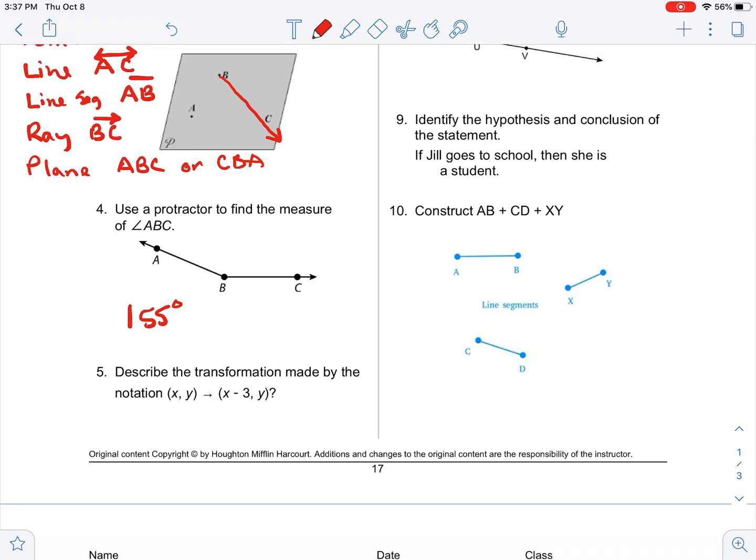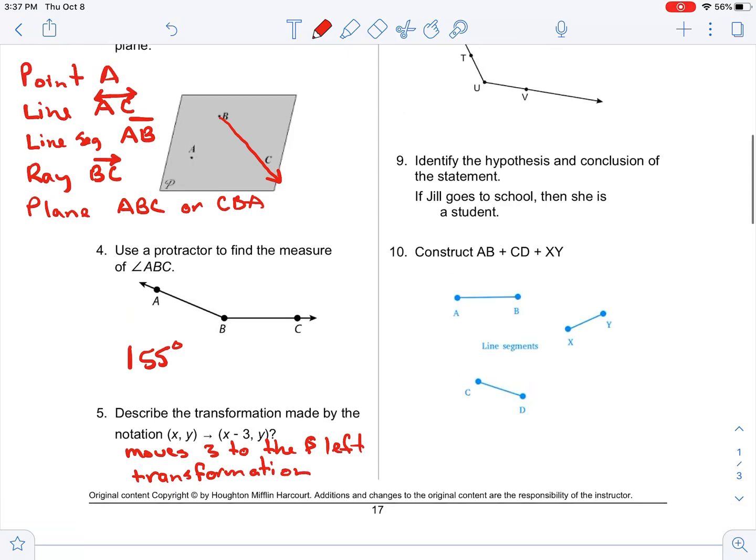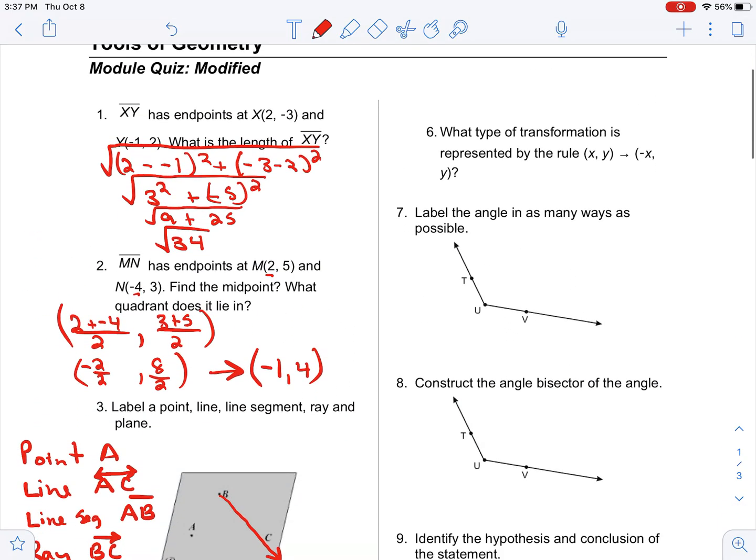Describe the transformation. So when I'm moving it, it moves 3 to the left. Left. So we call that a translation. We go to the next one. What type of transformation? This switches the sign. So this is a reflection over the y-axis. So anytime I just switch the sign of the x, that's switching the sides.